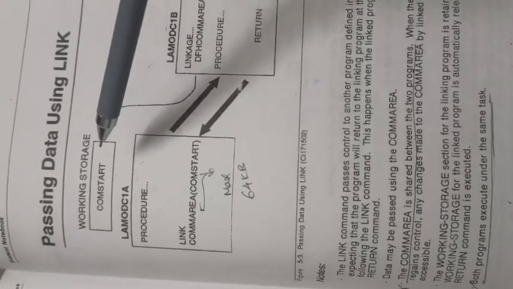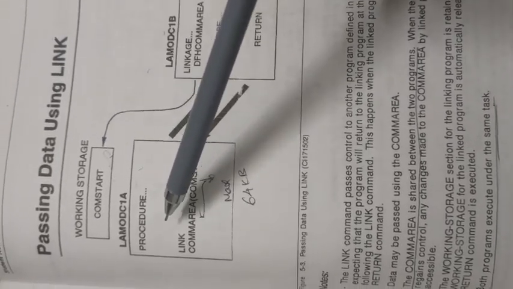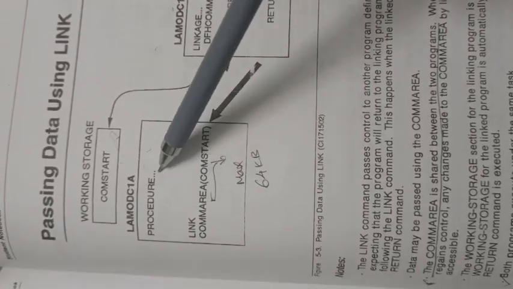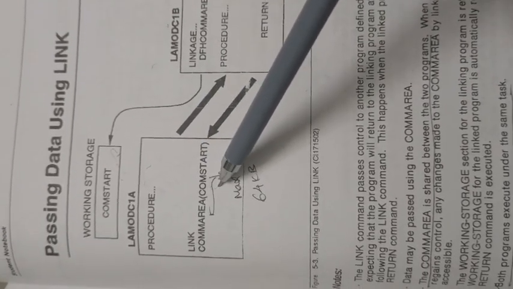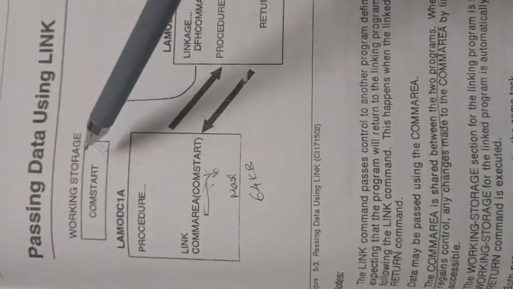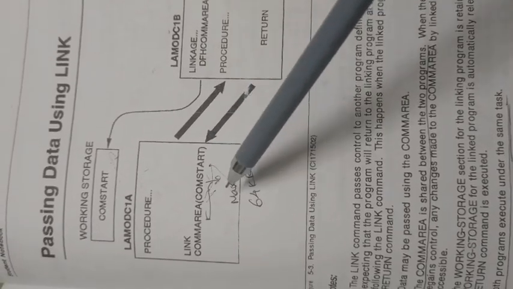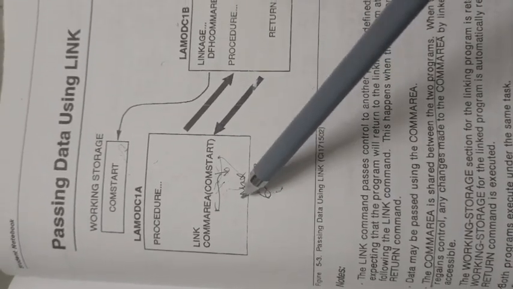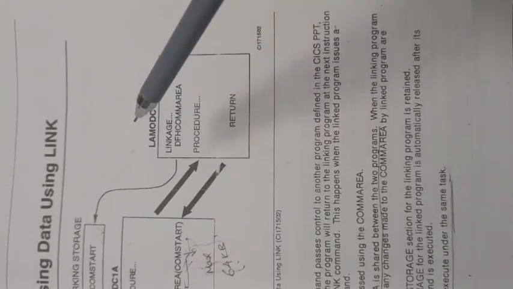This is the way: we have a working storage section COMMAREA, and by using LINK, in the procedure division we pass the data using the COMMAREA. This is the command we use for the COMMAREA. We have to define the working storage fields, and the COMMAREA length I have given, but a maximum of 64 KB only can be passed through the COMMAREA.